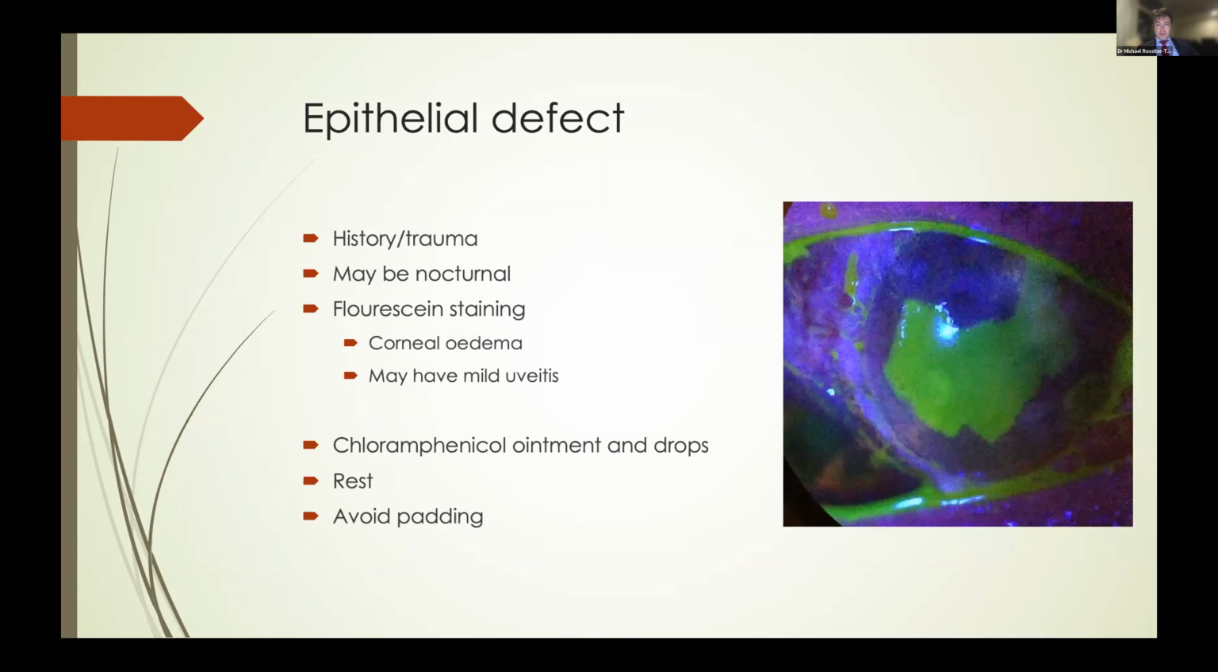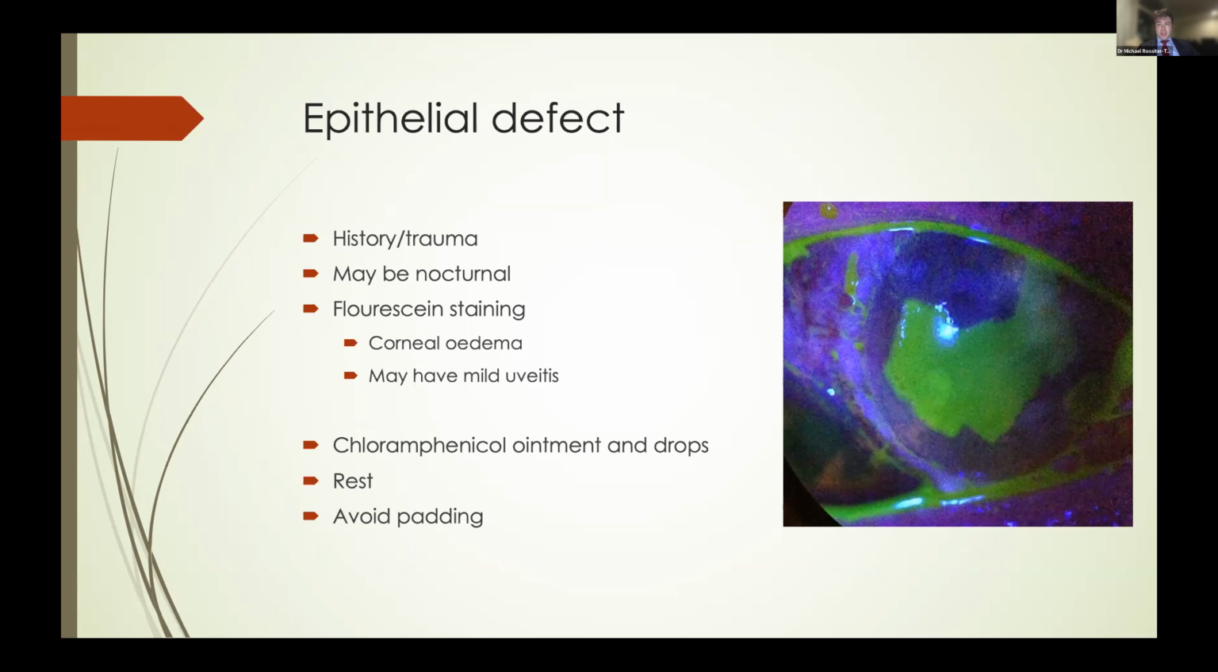Epithelial defects, very, very common. Again, the history will be the key. The patient may recognize or remember the trauma that caused it. In some cases, patients can experience scratches to the cornea when they're asleep. They roll over at night, the pressure of their eye on the pillow, the eyelid will open and the cornea will be rubbed, and they can get defects such as this.